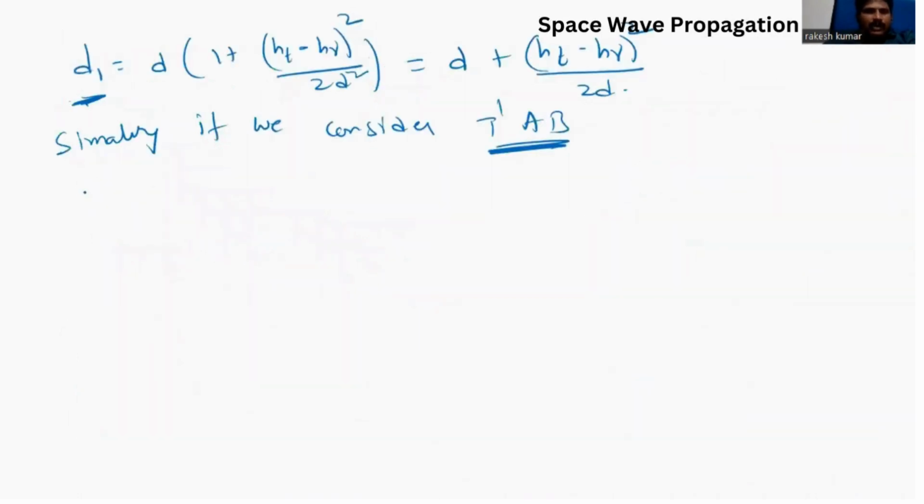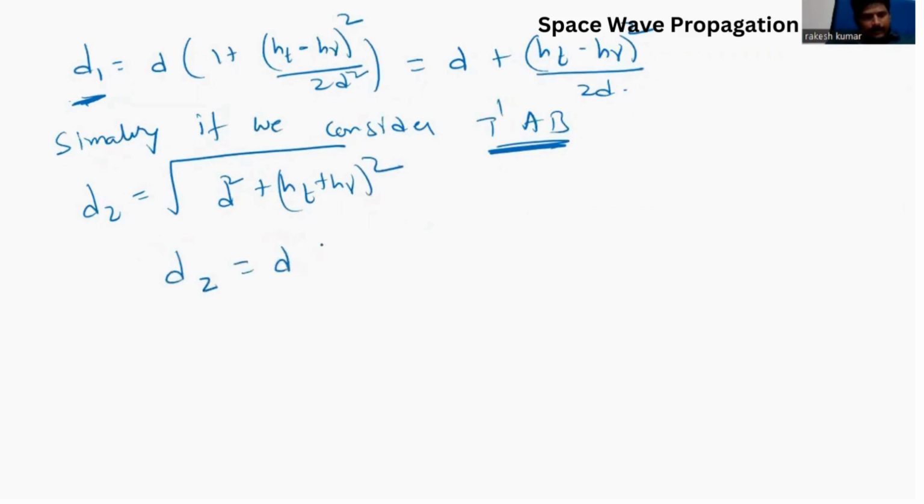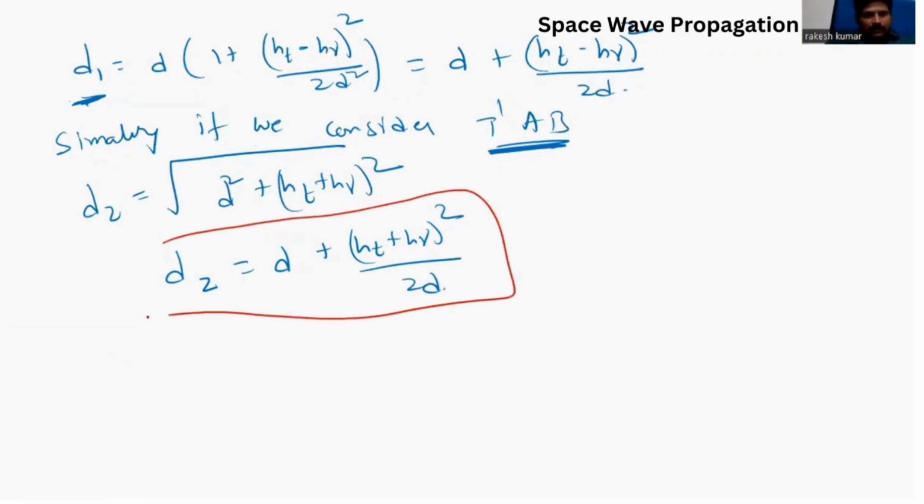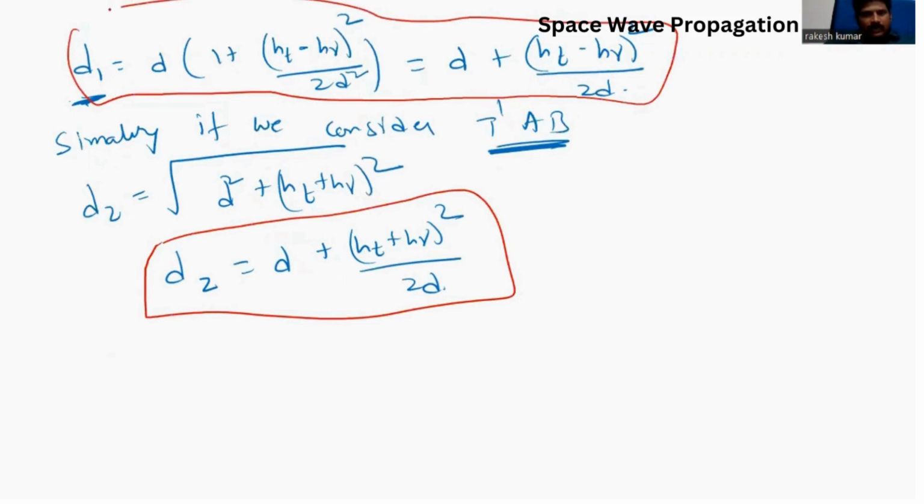So we can write D2 is equal to root of D square plus (HT plus HR) whole square. The same thing, if we substitute here, D2 will get D plus (HT plus HR) whole square by 2D. So this is the expression for D2.